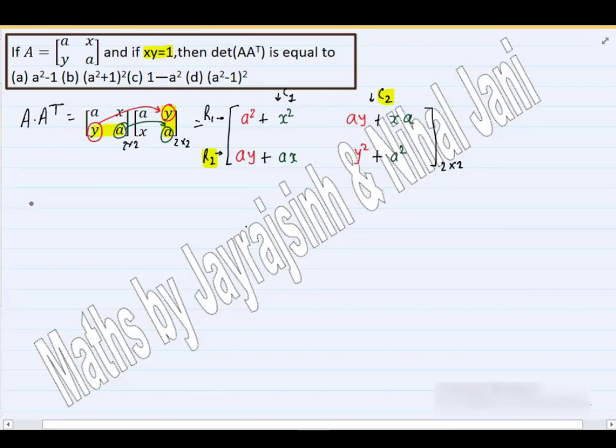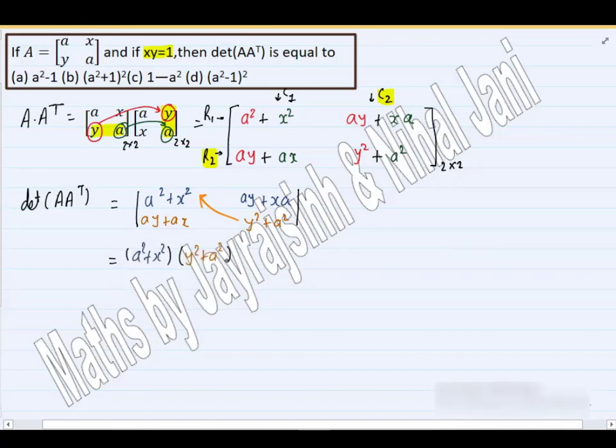Now we just have to find the determinant of A into A transpose, right? So let's write down our determinant. Here we have our determinant. To solve it, we just have to cross multiply. So our first term will be a square plus x square into y square plus a square, and cross multiply again, then minus ay plus xa the whole square, right? Now it's time to open the bracket.